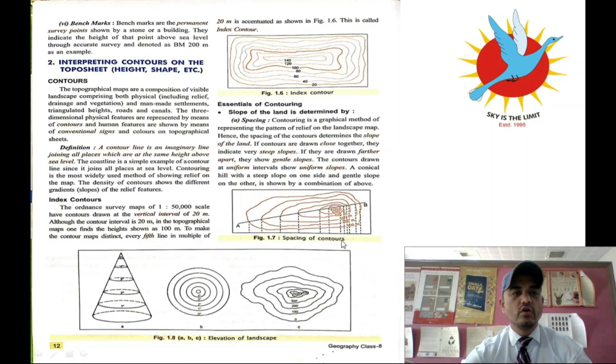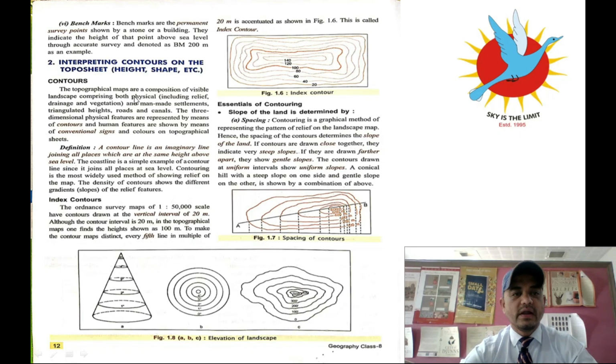Now heading toward our next topic, and that is interpretation of contours on the topo sheet, height and shape. When the contour concept came, it solved our biggest problem, regarding the height above the sea level. These contours are the solution for all those methods, and by these contours we know the exact height above the sea level of different physical features, maybe a plain table, or a conical mountain, or ridges, or something else.